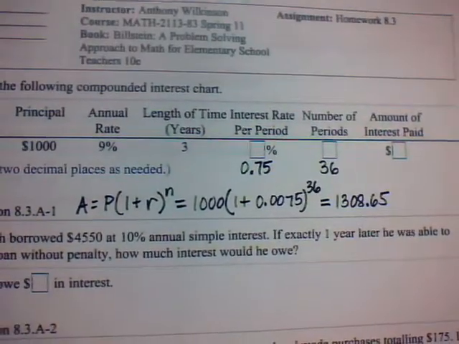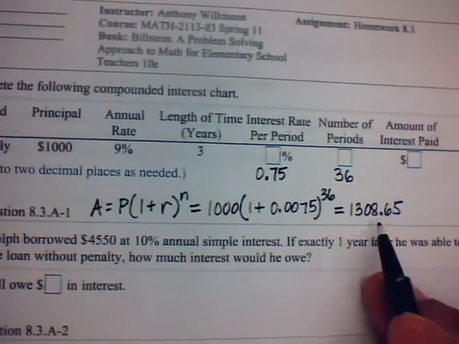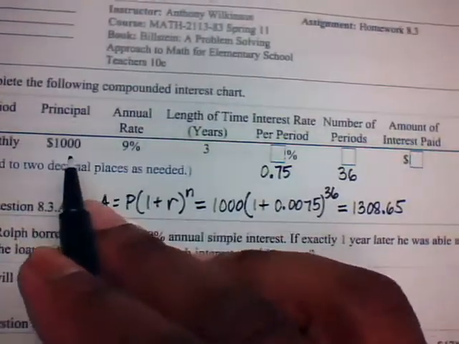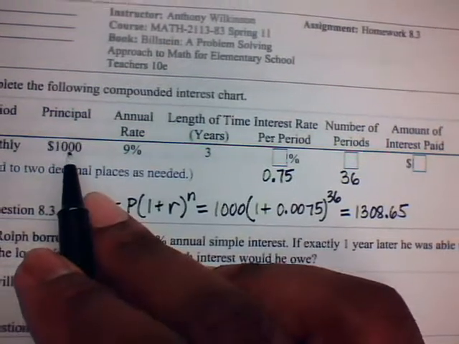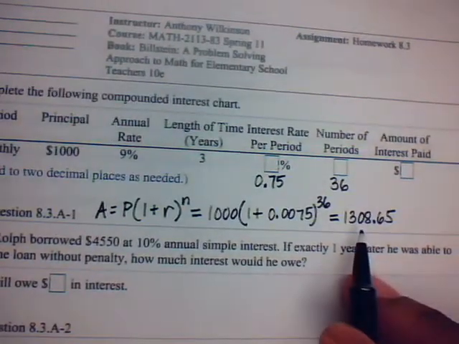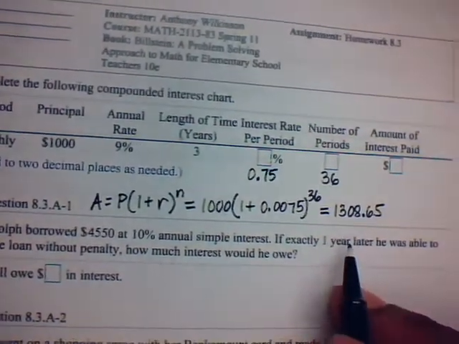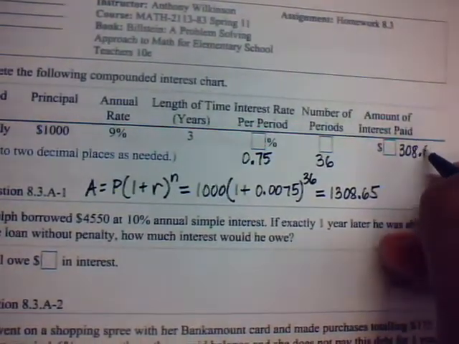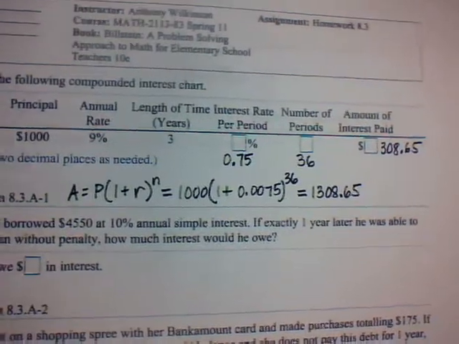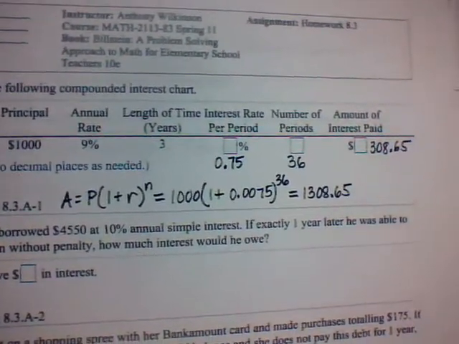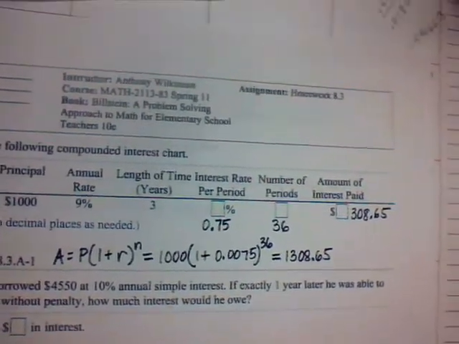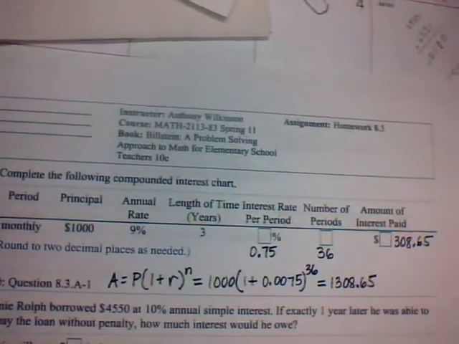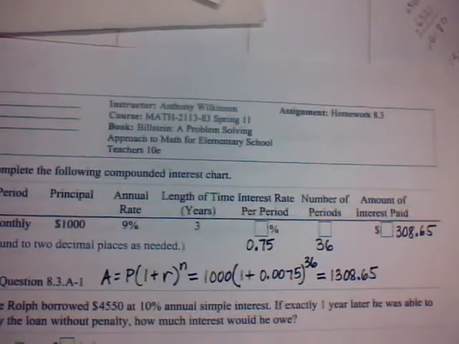But here we want to find out the amount of interest paid. Well, if the amount is $1,308.65 and our principal was $1,000, subtract the $1,000 from the amount of $1,308.65. That will tell you how much interest was paid. In this case, it's $308.65. Okay, so that's how you'll solve this particular problem.